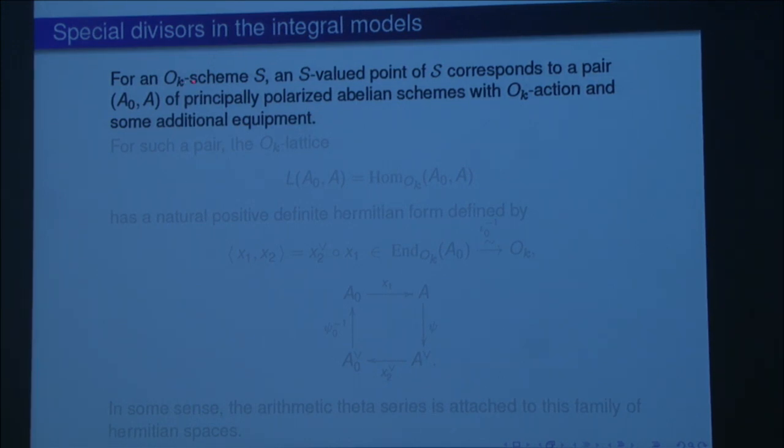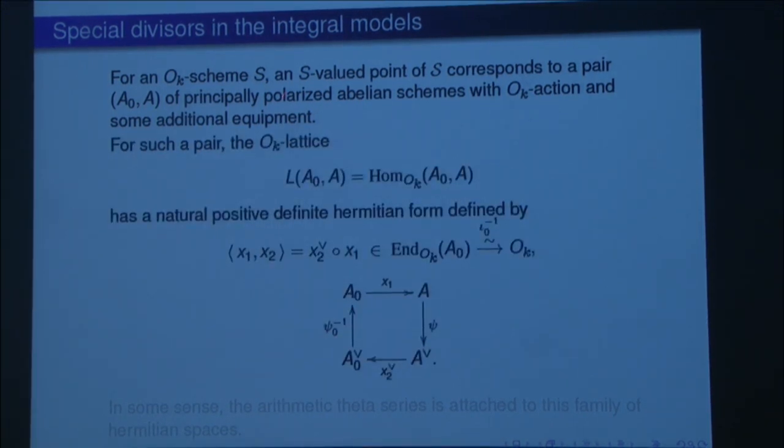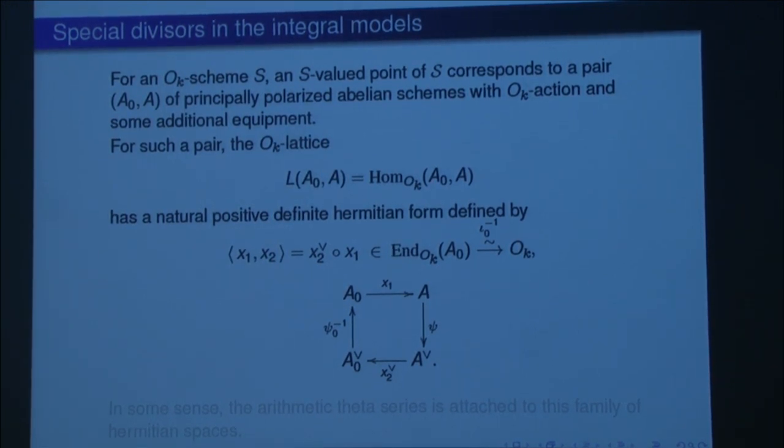So the point is that this model S, this is one S, this is another, an S-valued point of this guy corresponds, among other things, to a couple of abelian varieties. So this is an elliptic scheme over the base S. This is an abelian variety over the base S with the properties we mentioned earlier, with O_K action and the additional equipment I discussed earlier. And now attached to such a pair, you can consider the O_K-linear homomorphisms from A_0 to A.